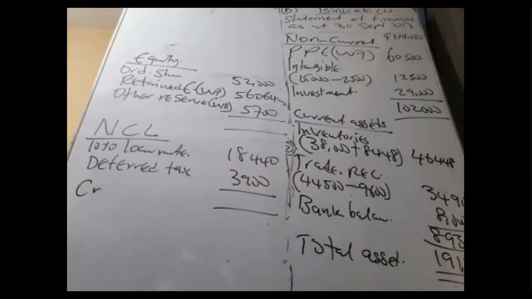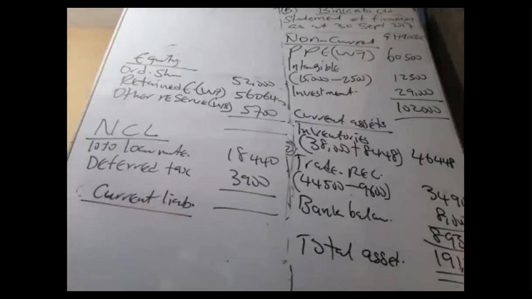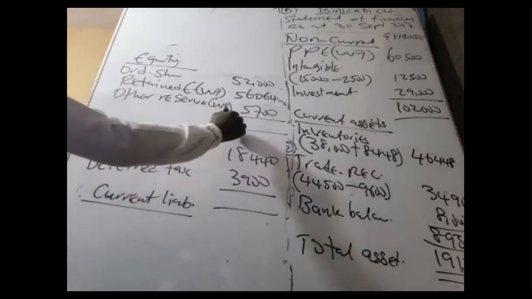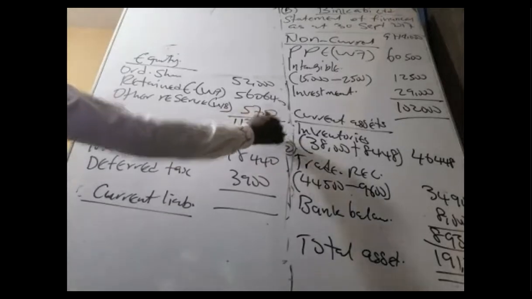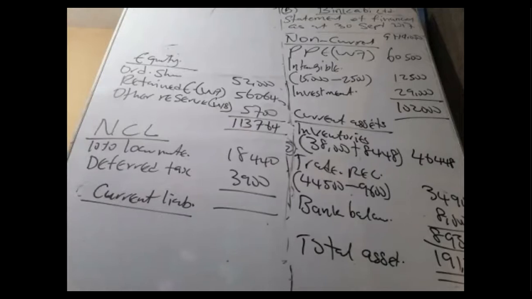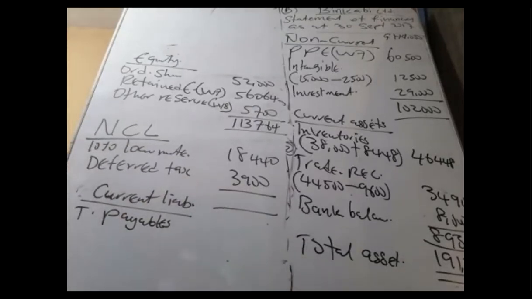Let's go to current liability. Can you get me the total? 11,000. So 113,764. Then current liability payables. First trade payables, then the non-current liability. Can you do that for me?